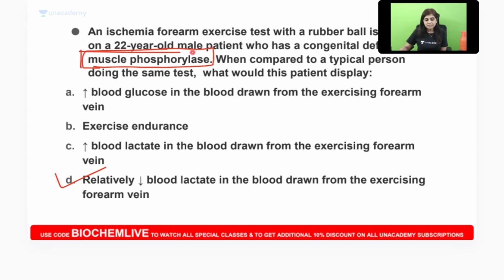They've given you the enzyme which is defective, muscle phosphorylase, right? When muscle phosphorylase is defective, will the muscle be able to get glucose? Only by the action of glycogen phosphorylase in the muscle will it get glucose. Without glucose, can there be lactate formation, all of you? No. So what will you observe here in McArdle's? There is low blood lactate level in the blood drawn from the exercising forearm.